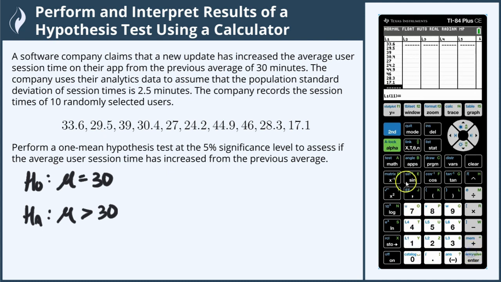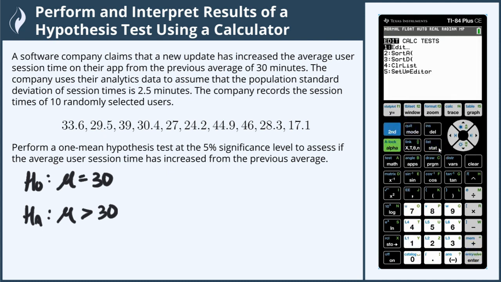All right, so we have our 10 data values in there. We can go back to the stat menu, tests, and our information is still in there. We have our 30, we have our 2.5 minutes, which was the standard deviation, and our 30-minute average. Now we need to choose the greater than here because that's our alternative hypothesis, and then we calculate.